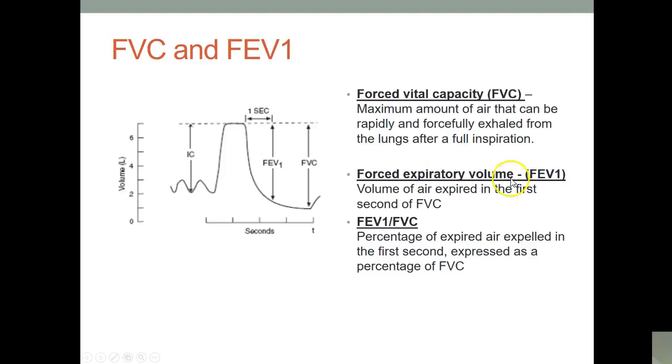Now the forced expiratory volume in 1 second is essentially a measure of the speed with which you can exhale. We measure from the maximal point here, and after just 1 second, we see how much air that patient can get out. You can see in a normal healthy individual, most of the FVC is exhaled in that first second. Then we can look at the ratio of the FEV1 divided by the FVC. That is the percentage of expired air expelled in the first second, expressed as a percentage of the FVC.